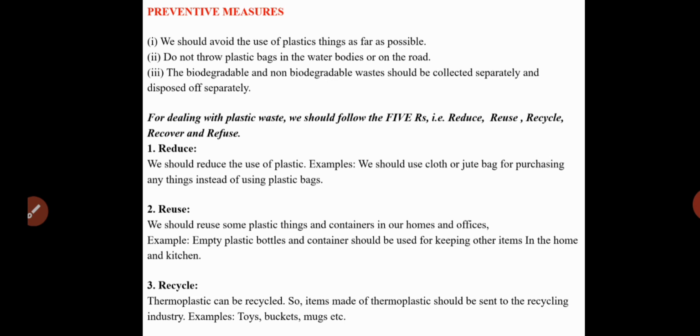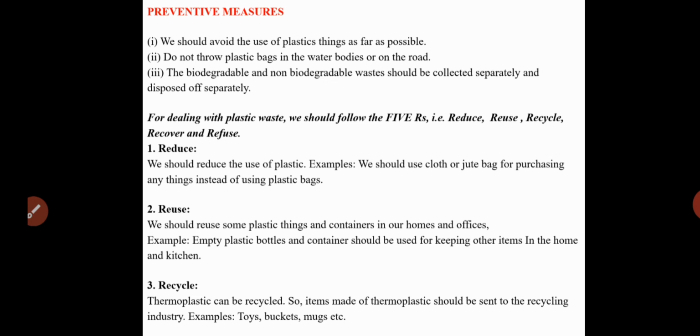Similarly, biodegradable and non-biodegradable waste should be collected. You have to store biodegradable and non-biodegradable substances separately in separate containers, and dispose of them separately also. In this way, we can prevent pollution to the environment.